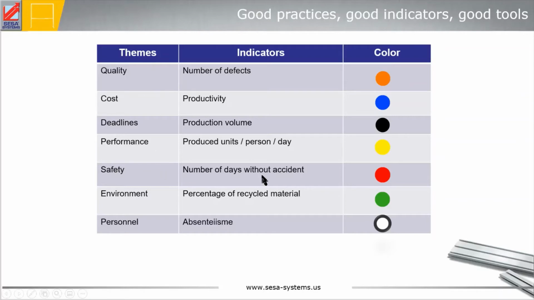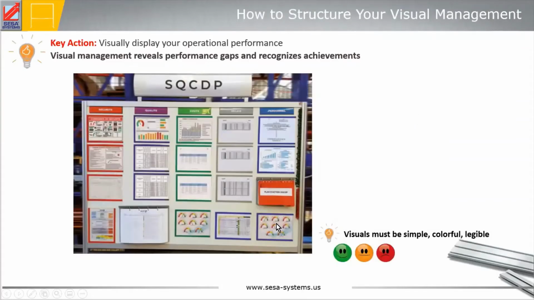And so here you see some examples of these indicators, and you can also color code them, which means that on a whiteboard, for example, you can imagine that each area, each type of indicator will have its own color code and immediately recognizable, as you see here. These are standardized SQCDP boards provided by SESA Systems. For example, a company like Airbus has standardized all of the whiteboards along with the accessories and whiteboards provided by SESA Systems, and they are color coded. I don't know if this one is with them, but this is kind of the spirit. And as you see, the visuals are very simple.